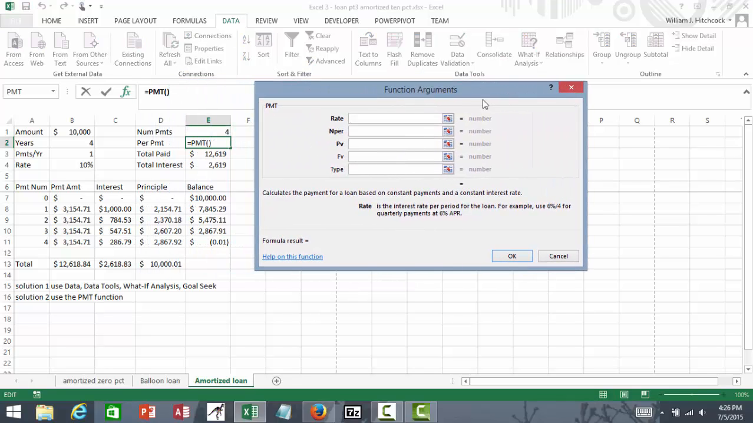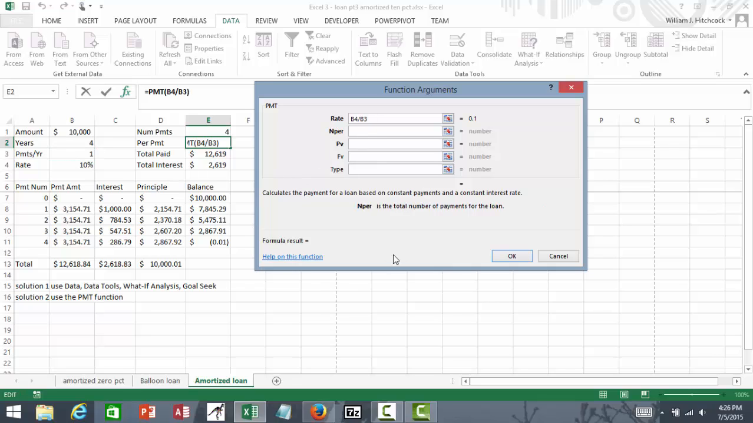And we plug in the arguments. So the first thing is the rate. It says the rate's the interest rate for the period of the loan. For example, use 6% divided by 4 for quarterly payments at 6% APR, annual percentage rate. So our annual percentage rate is 10%. We're going to divide that by the payments per year.